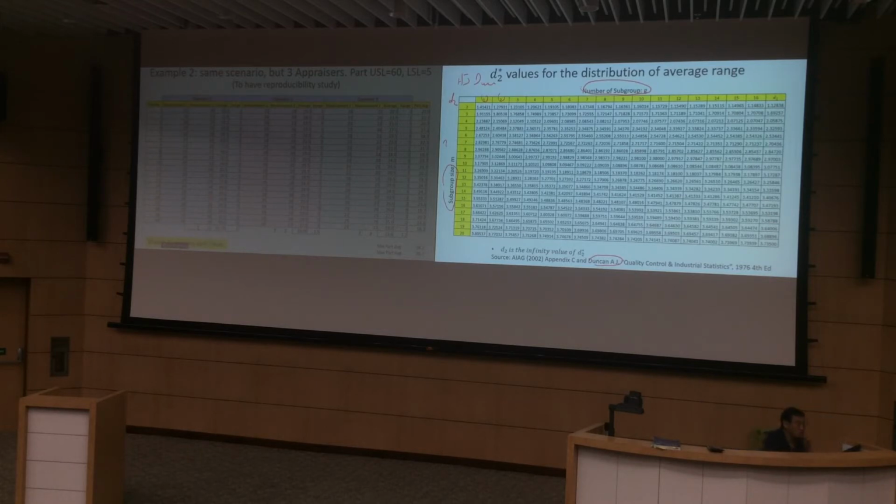So our d2 is actually the d2 for an infinite number of subgroups. That means the number of samples, the number of subgroups, is very big, bigger than this guy here. Actually, he has a table up to 20. I didn't put it inside here because the numbers would be ridiculous. If you use it in an exam, you cannot see the numbers of it. So I didn't need it.